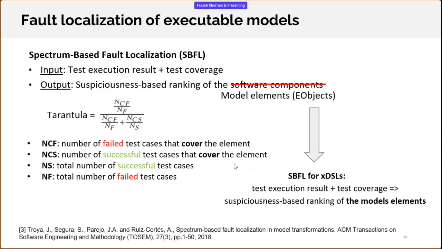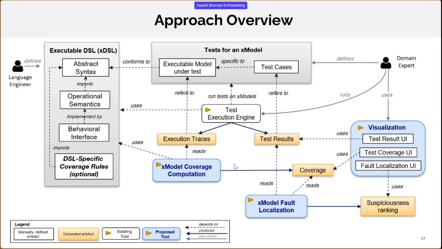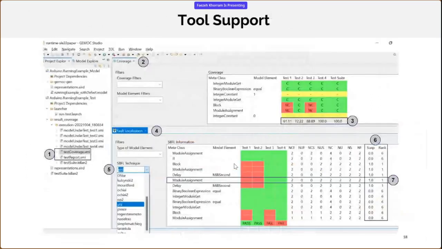What we could achieve here is that since we bring coverage computation in a generic sense for executable models, by substituting the notion of software components with model objects, we can bring SBFL for executable DSLs in a generic sense. In that case, we can automatically produce a suspiciousness-based ranking of the model elements using the SBFL techniques. So we have added a new component to our approach that uses the test result and the coverage result and produces a suspiciousness ranking. And finally, all of these outputs will be visualized for the domain expert using specific user interfaces.